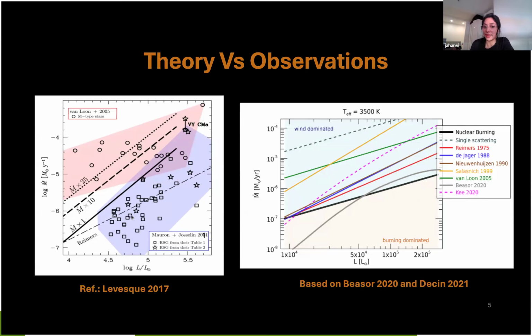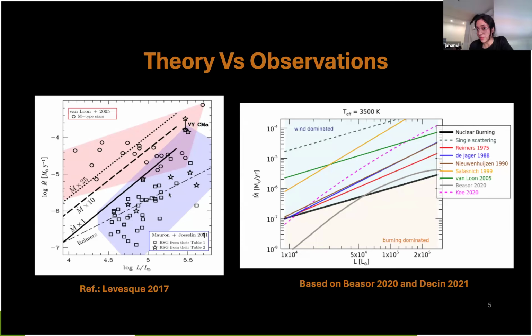The squares and the stars are red supergiants. And what we see here is that we have the dotted dashed line, which is Reimers' law, the solid black line, which is the Geneva stellar mass loss prescription, then the Geneva mass loss prescription times 10, and then times 25. And in the end, we have these points, which are VY Canis Majoris, which is also a very well-known red supergiant.